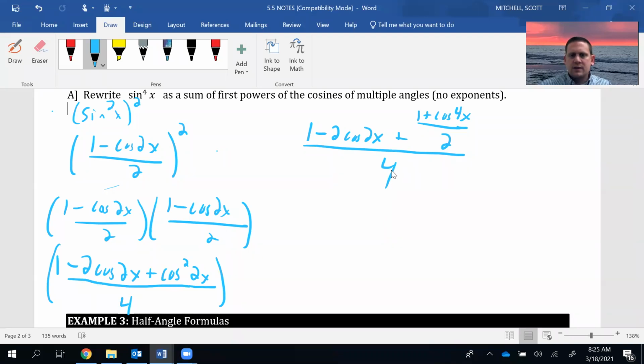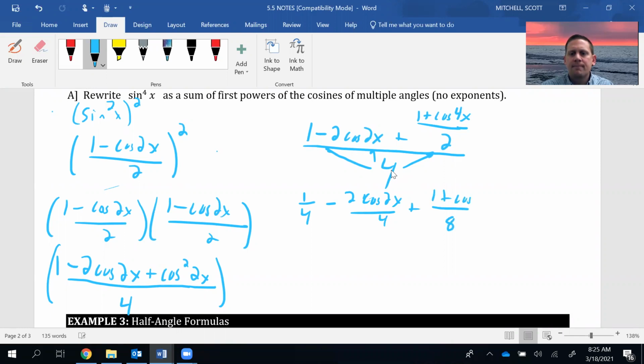So at this point, let's try to get rid of our complex fraction. Let's divide everything by 4. So when I divide everything by 4, I get 1/4 minus 2 cosine of 2x over 4, and then that's plus, that's going to be an 8 on the bottom. So all I did was divide everything by 4. So now I don't have a complex fraction. I have 3 fractions. So we can go through and simplify some things.